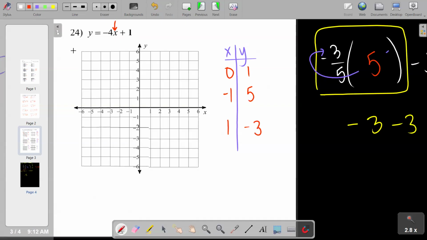So I'm going to go graph these points and hope for the best. 0, 1 is right here. -1, 5 is up here. 1, -3 is down here. And again, those look pretty good.